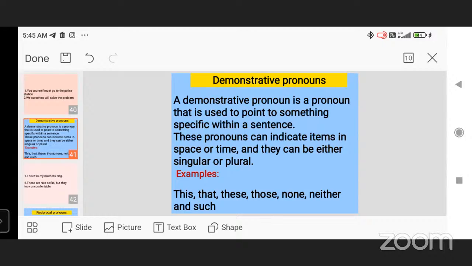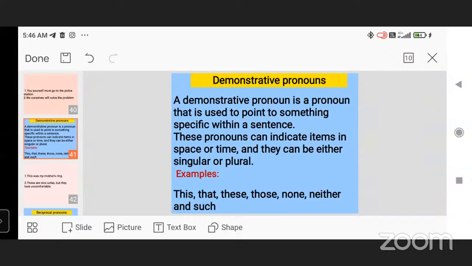So, what does that mean? This is a book. That is a bag. These flowers are mine. Those books are hers.